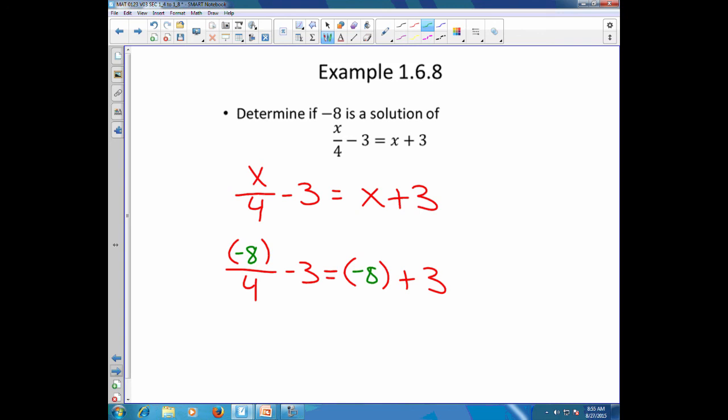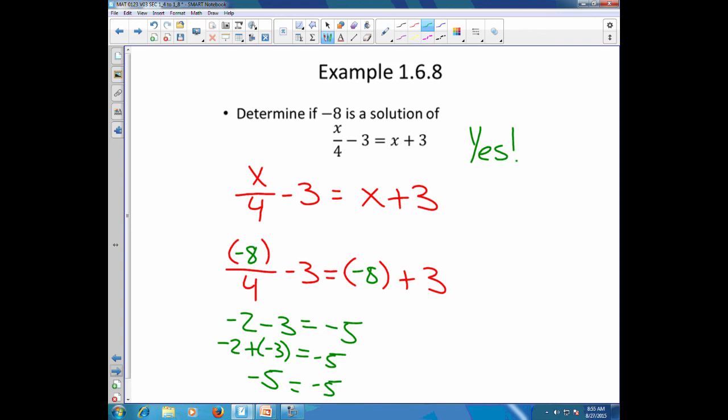So negative 8 on the left-hand side, negative 8 divided by 4 is negative 2 minus 3. Well, negative 2 minus 3 is the same thing as negative 2 plus negative 3, and so that will give us negative 5. On the right-hand side, negative 8 plus 3. They have opposite signs, so we subtract the numbers. 8 minus 3 is 5. We keep the sign of the bigger one. And so both sides are equal, and so negative 8 is the solution of that equation.